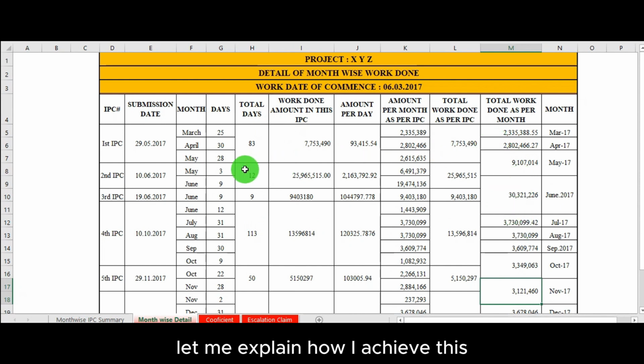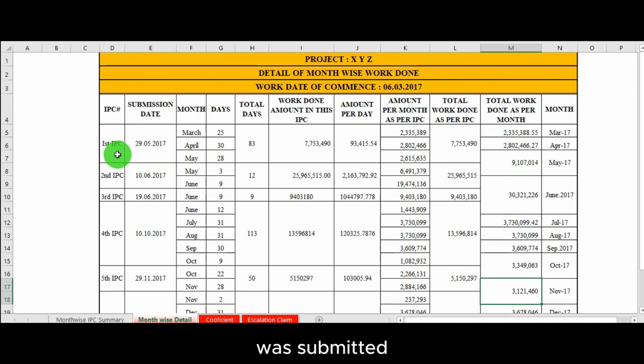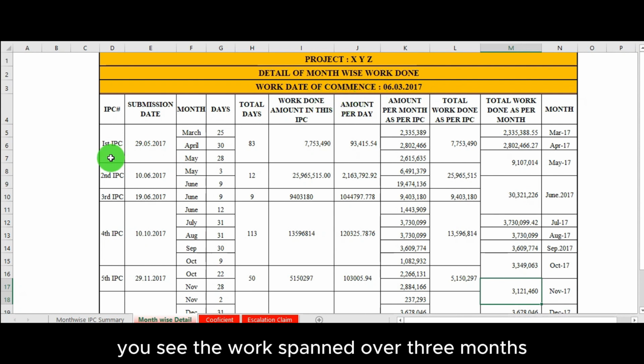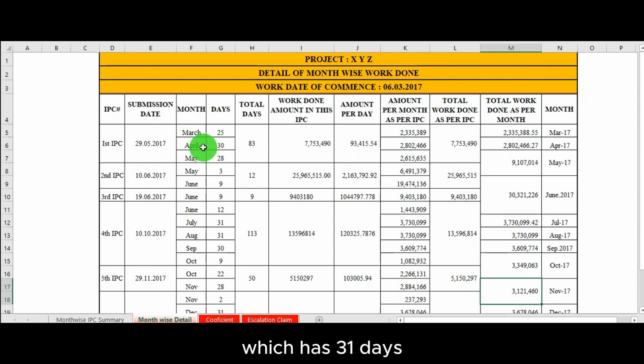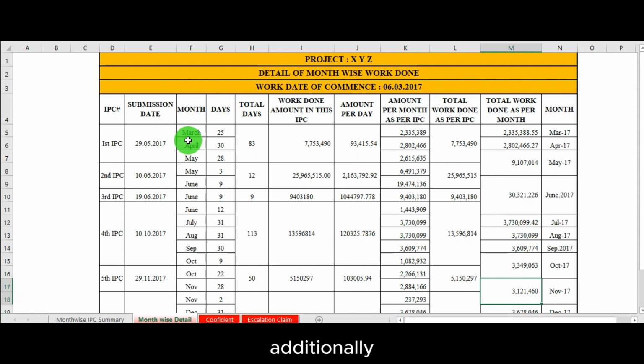Let me explain how I achieved this. You can observe the date when the first IPC was submitted, which is 29th May 2017. The project commenced on 6th March 2017. So for the first IPC, the work spanned over 3 months. It started in March, which has 31 days, but considering the initial 6 days, work was carried out for 25 days in March. Additionally, there's the entire month of April, that is 30 days, and 28 days in May.